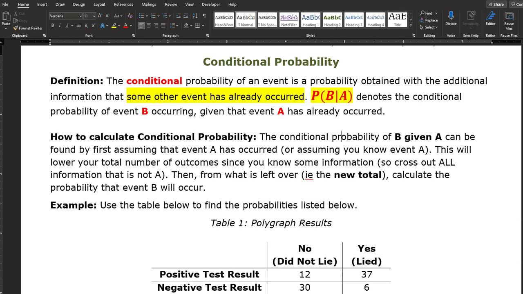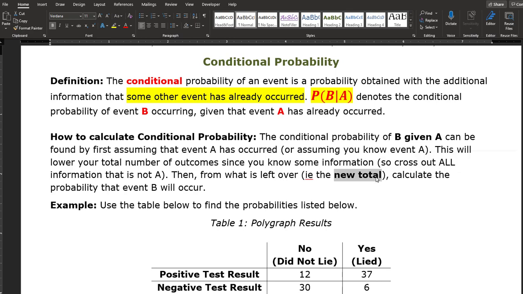But basically, one thing that's good you're going to notice when I do the problems is, because you're given information about some other event, like you're given A, this is actually going to give us a denominator that's different. It's not going to be the total of the whole table, or the overall total. And you're going to see why that is in just a second.